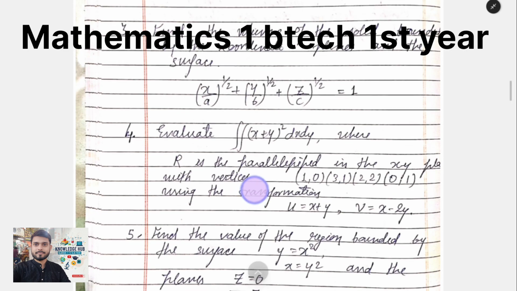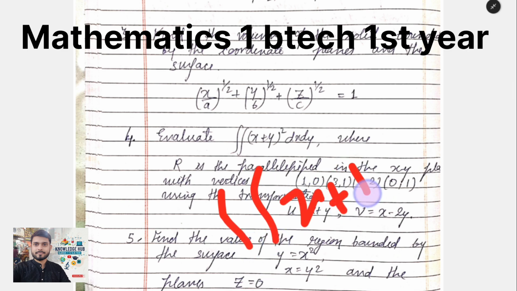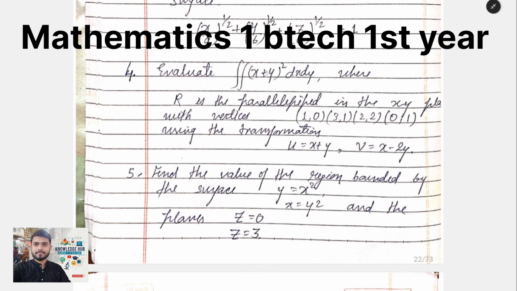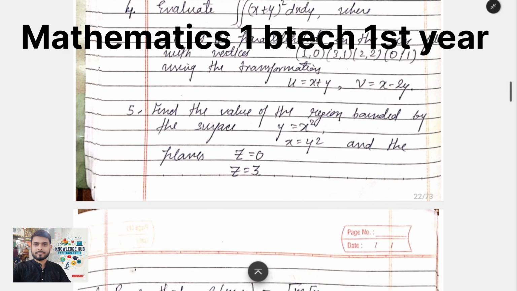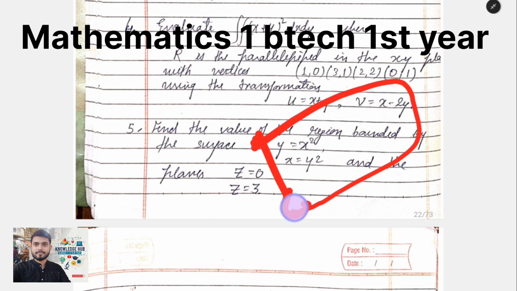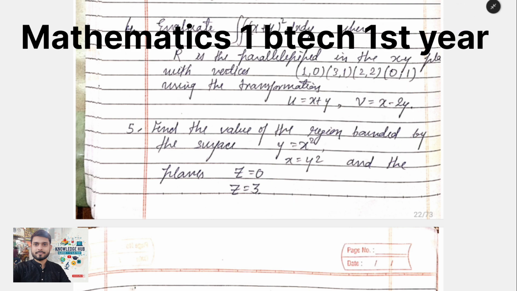Evaluate the double integration of (x plus y) whole square dx dy, where R is the parallelogram in the xy plane with vertices (1, 0), (3, 1), (2, 2), (0, 1), using the transformation u is equal to x plus y and v is equal to x minus 2y.